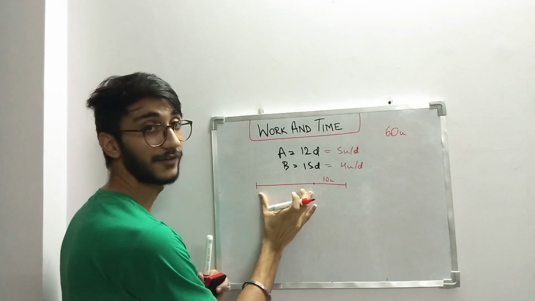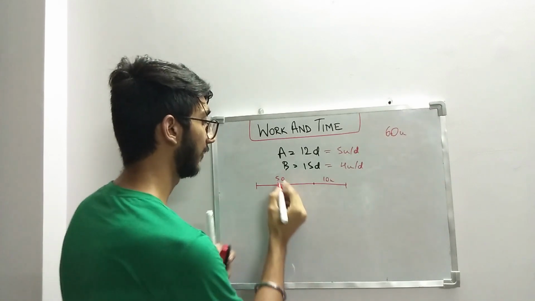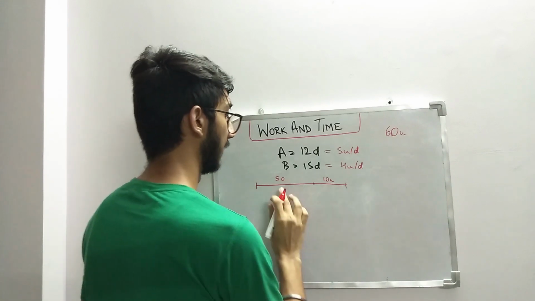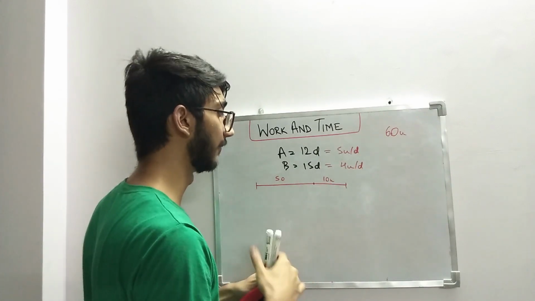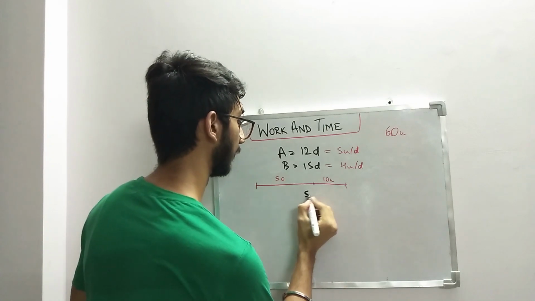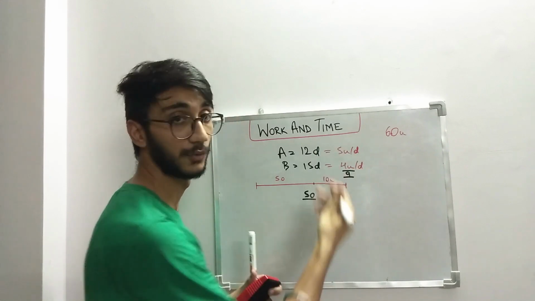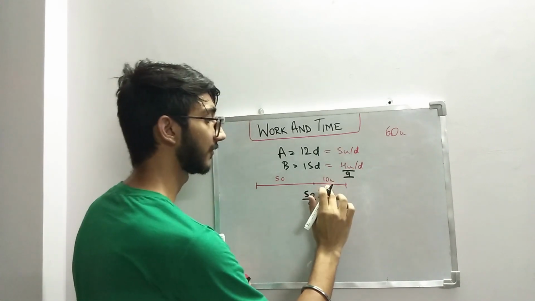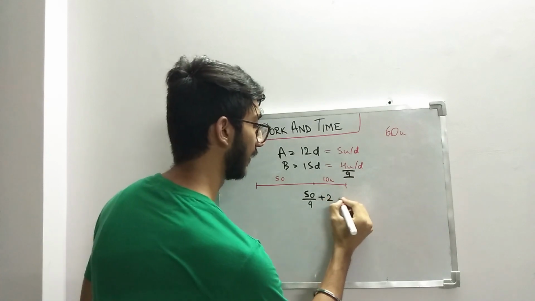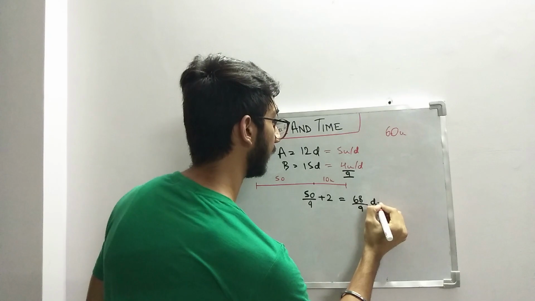So the work left here would be 50 units because total is 60. So that means for 50 units they work together. So the number of days will be 50 upon the total work which they do together in one day. That is 9. So 50 upon 9 plus 2 days. So that comes out to be 68 upon 9 days.